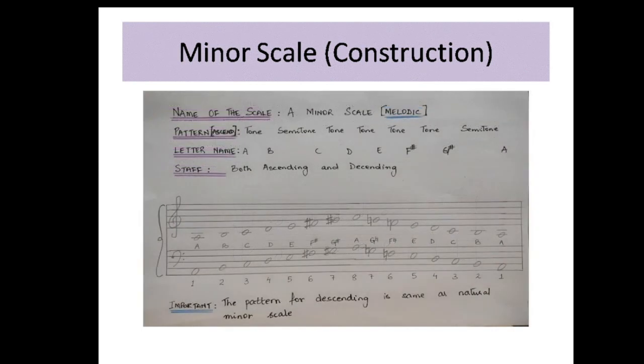This is the construction of a melodic minor scale where the 6th and the 7th are raised. Over here, the 6th is the F, which is raised to an F sharp. The 7th is a G, which is raised to a G sharp. And while coming down, we're cancelling by using a natural sign. This is how it is written on a staff.